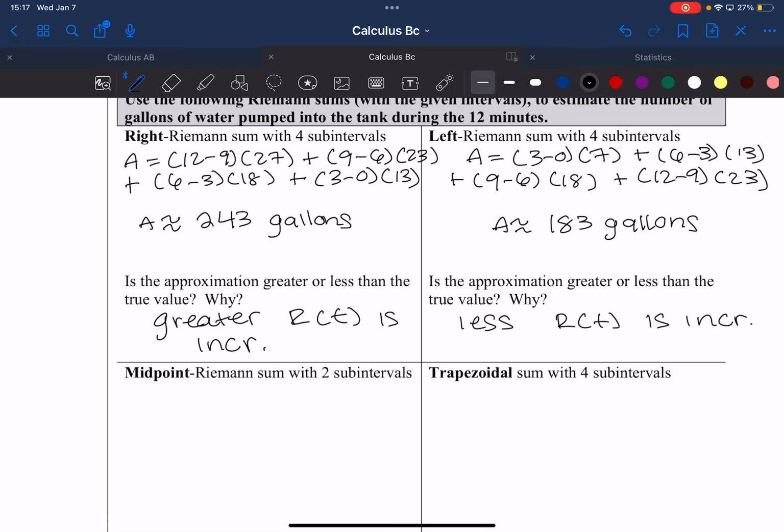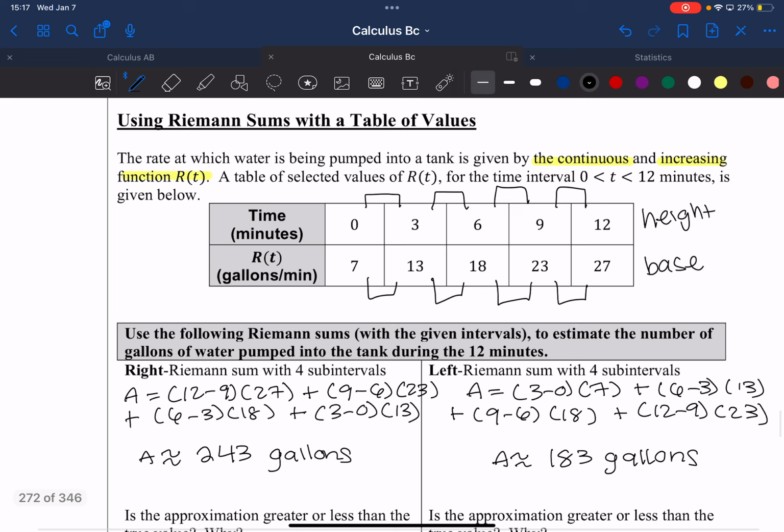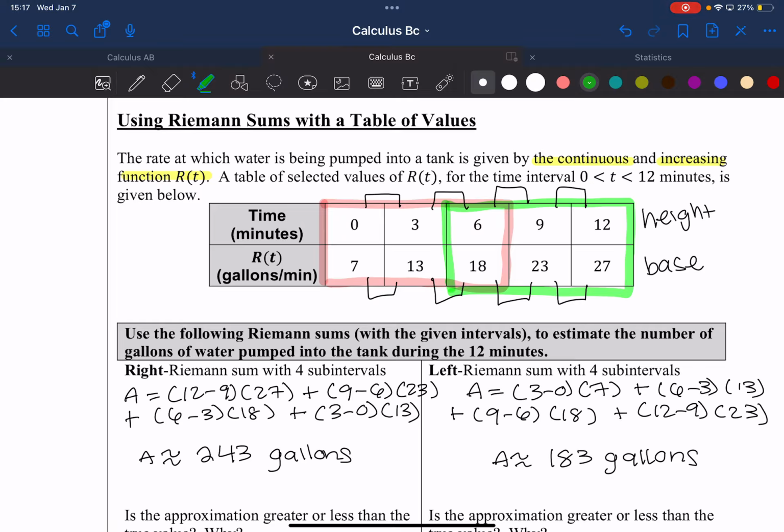So for midpoint Riemann sum, it's telling us to use 2 subintervals. Since we're only using 2, if we go back up here, it only wants us to take all this data and divide it into 2. So I would have to look at this as one interval from 0 to 6, and then another interval, 6 to 12. Within each of those intervals, I want to make sure that the midpoint touches the curve, and we know it's going to touch the curve on the y value. So I'm going to be using these middle terms, 13 and 23, because they're in the middle.